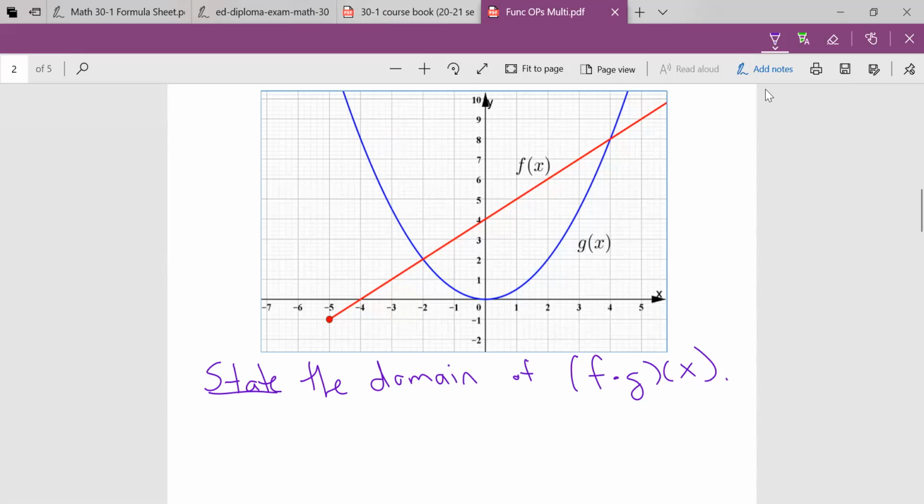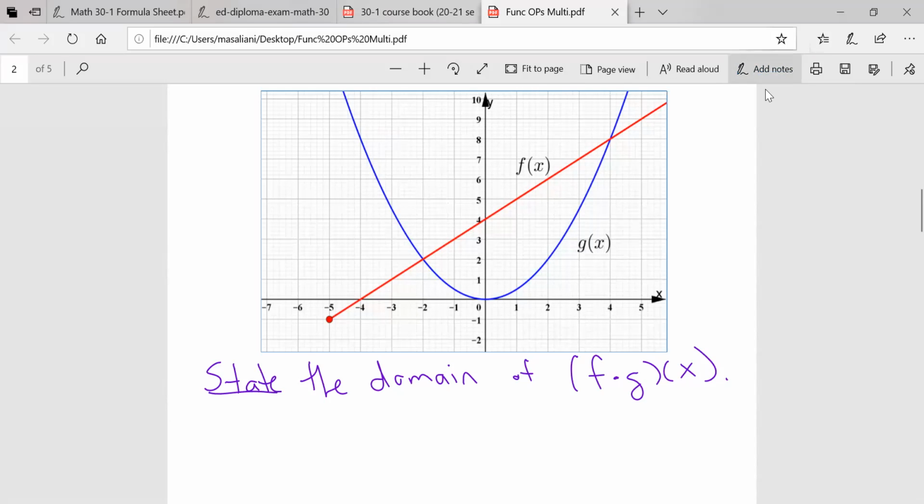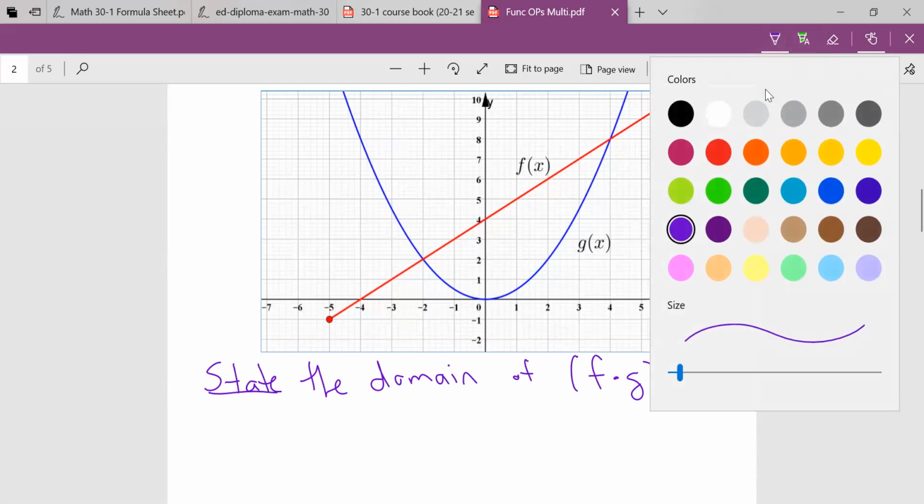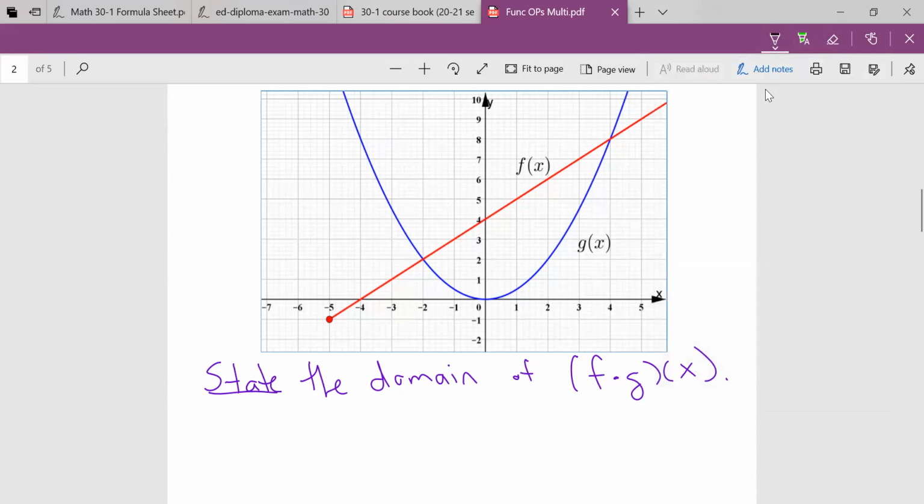Okay, this is a really important question, friends. We've been getting this quite a bit on our diplomas the last few years. So how do we attack this thing? Well, the good news is all we need to really do here is analyze the domains of each of the individual functions. So we're going to look at our graphs here.